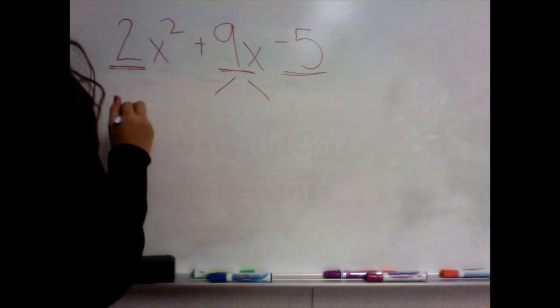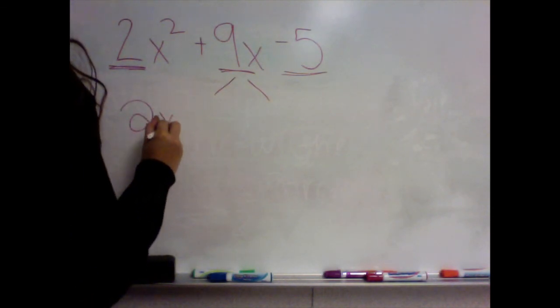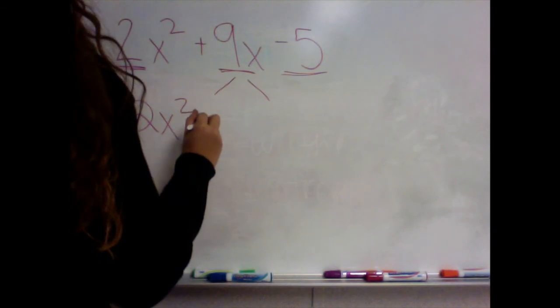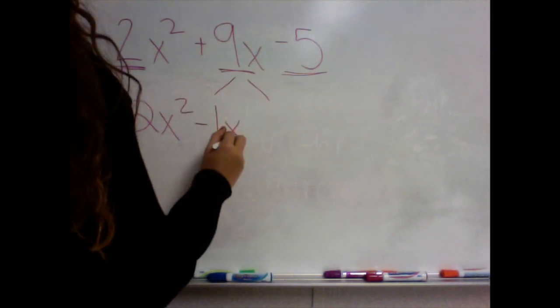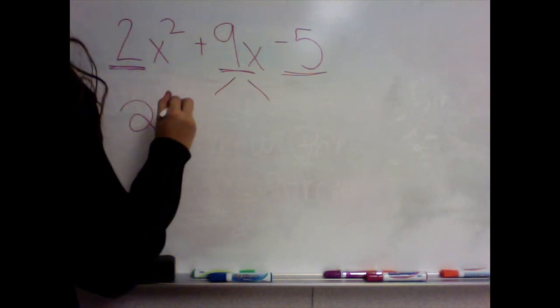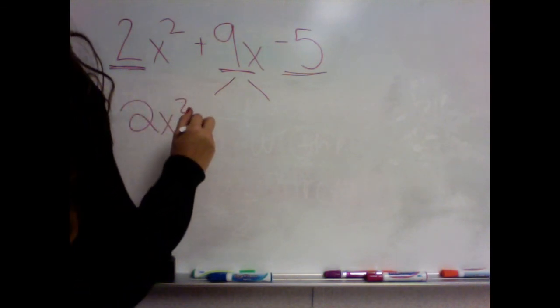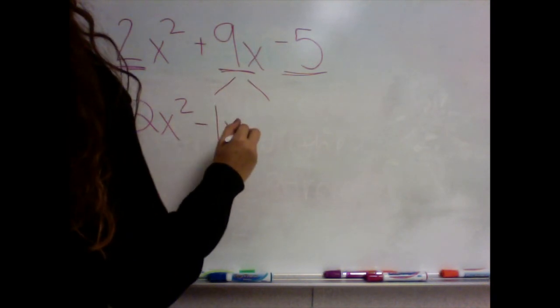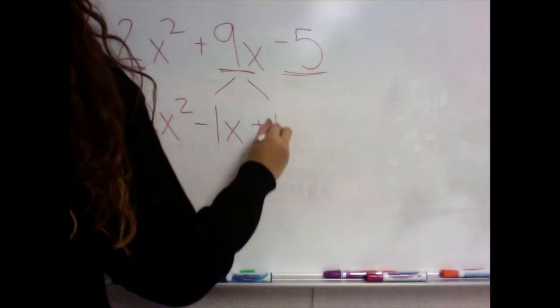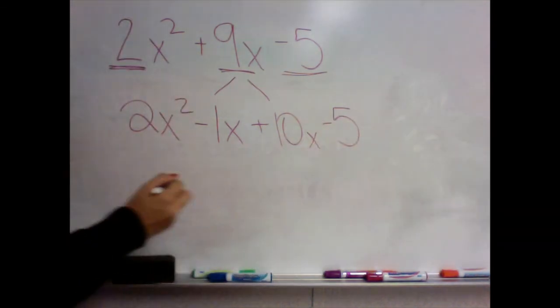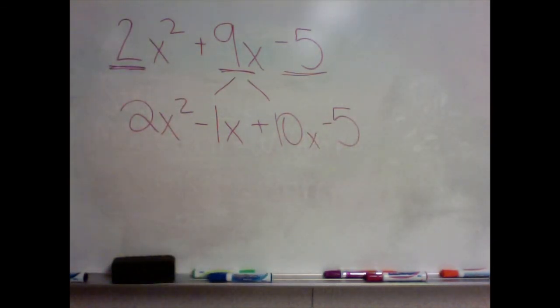Alright, continuing on, you take the middle term and you replace it with the numbers we found from the previous steps. So it would become 2x squared minus 1x, or negative x, plus 10x minus 5.